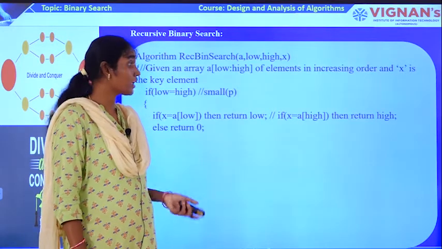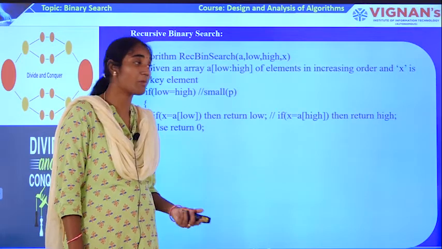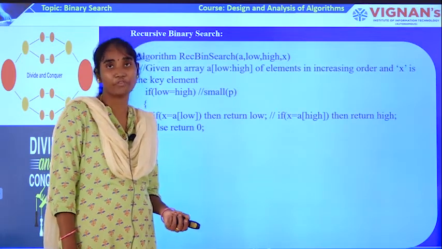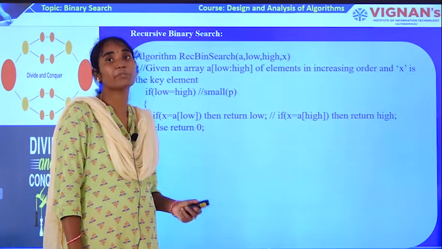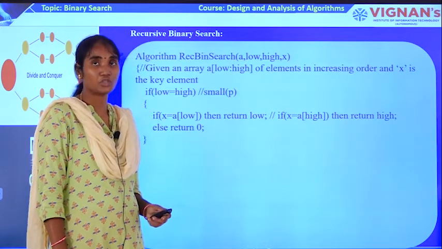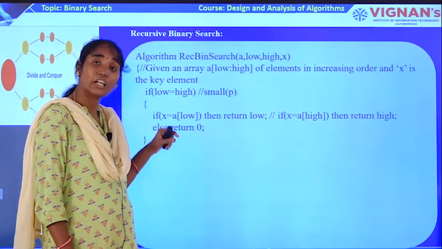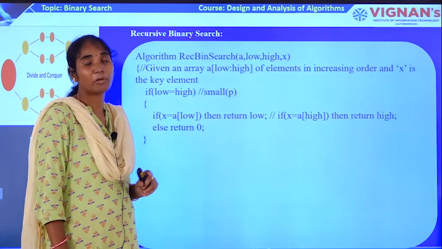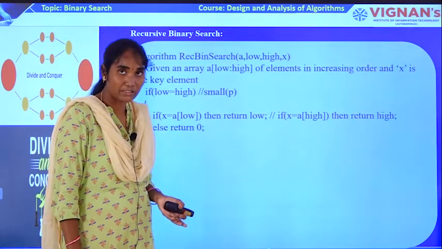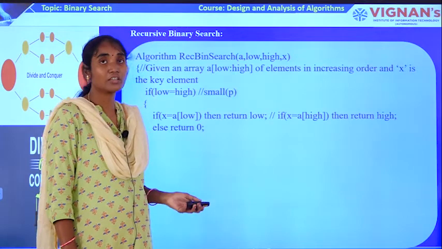Now, otherwise I can also write the same condition in another manner, that is if x is equal to a of i. If x is equal to a of i, simply return the high position. Okay, this is all for if the list consists of a single element. Now, if this condition fails, then simply else return 0.